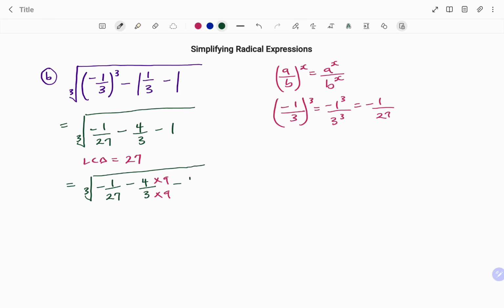And for my 1, that's 1 over 1, which is also the same as 1. To make the denominator 27, I'm going to multiply both the numerator and the denominator by 27. So what I'm going to have now is my cube root of minus 1 over 27 minus 36 over 27 minus 27 over 27.